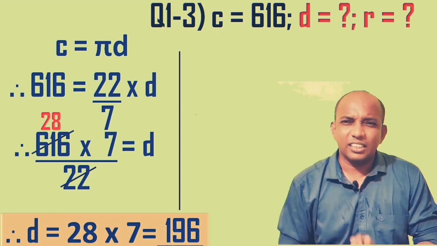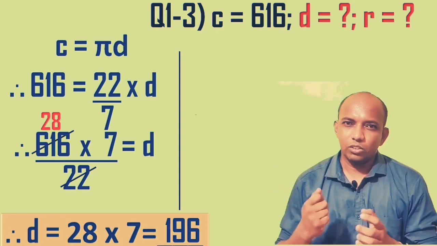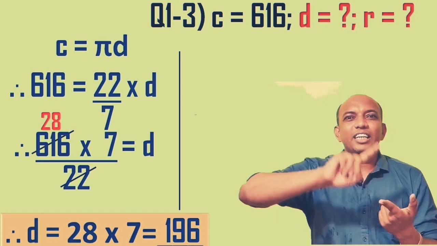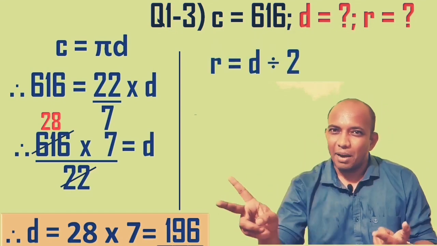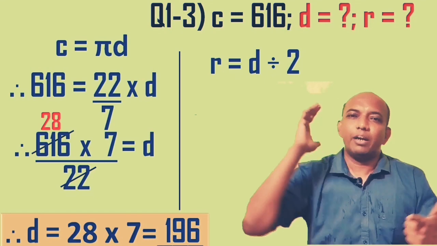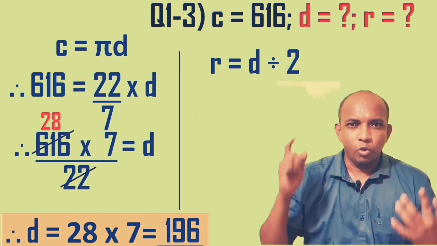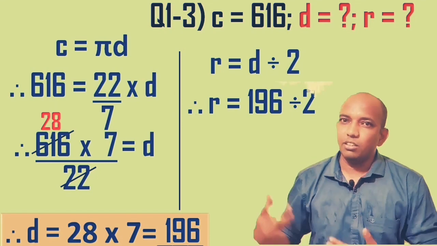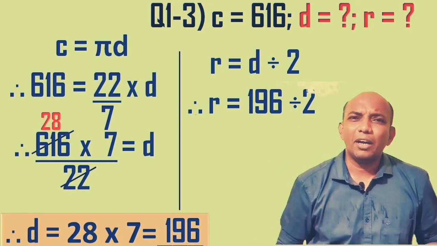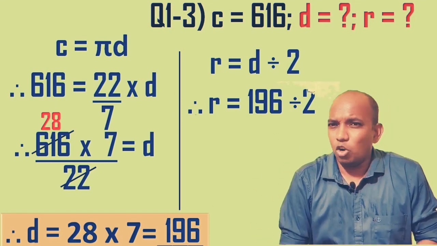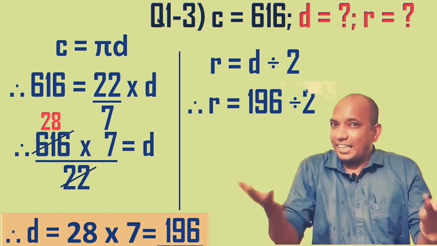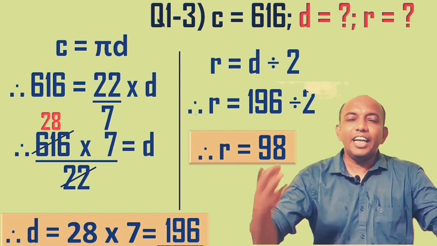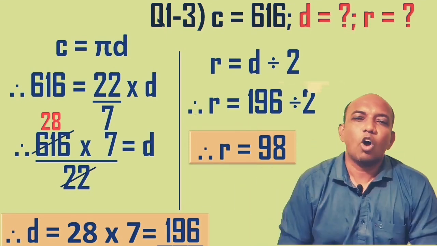After finding the diameter, it is time to find the radius, right? What do we have? Yes, radius equals d divided by 2. Radius equals d divided by 2. Substitute the value 196 divided by 2, and the moment you carry out the division, see, dividing any number by 2 is nothing but making it half. The half of 196 is 98, and therefore radius is 98. And in this way we have completed 3 sums of this table.